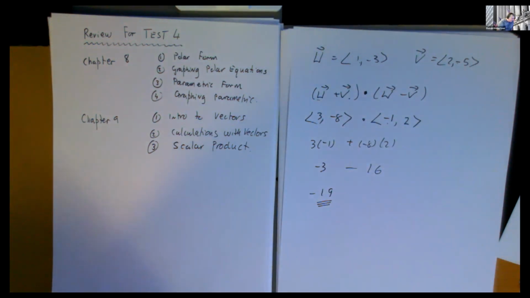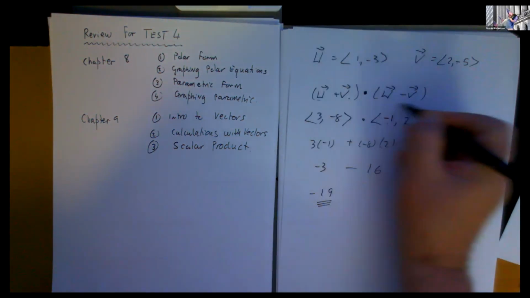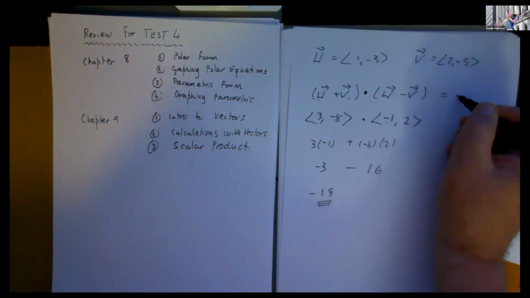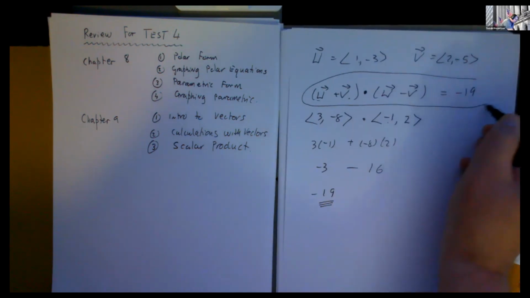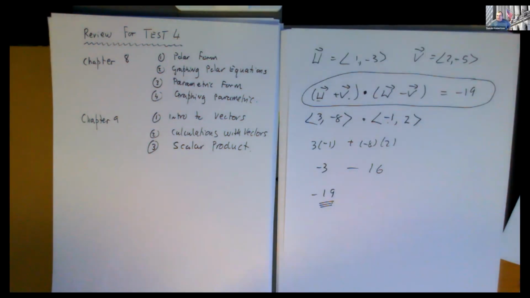So the answer to the question, what does this equal? It equals a number. It doesn't have any particular meaning. It's just a calculation that's using add, subtract, and dot product of vectors. And so the answer ends up just being a number. And that's what you've been asked to find, and that's all you look for.